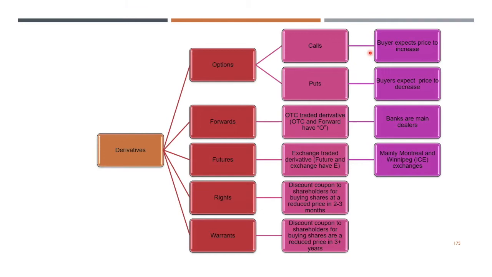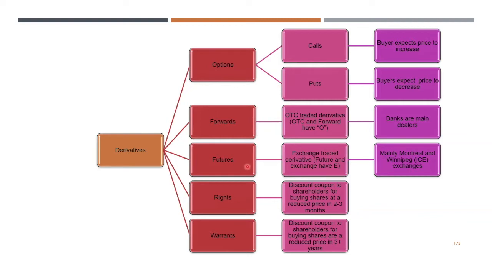And then there's a put. In the put, the buyers expect the price to decrease. So if somebody has shares of a company and they expect the price to go down, they can buy a put option, and that will protect them. It's like insurance. So this is a strategy people do to make money using options, calls, and puts.